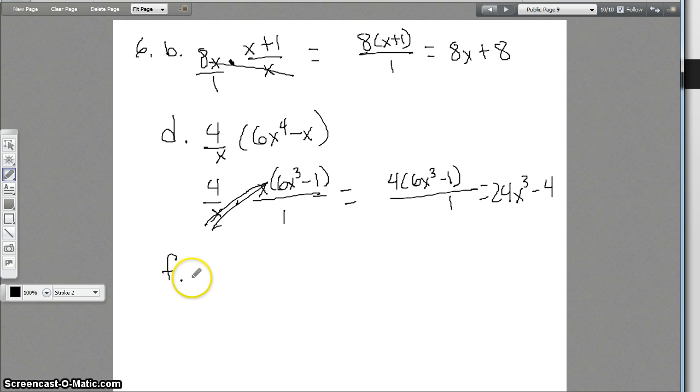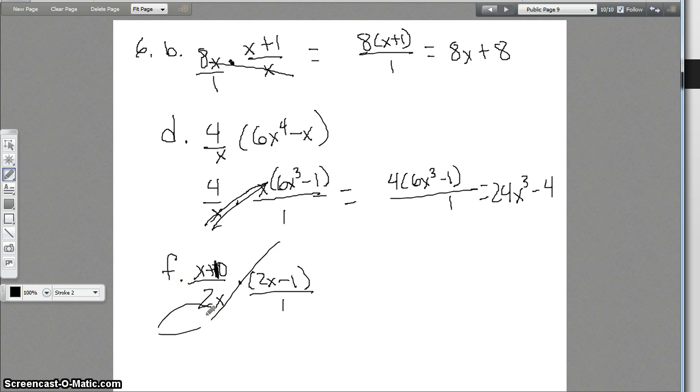Okay, last part we're going to do from number 6 is part F. Part F says (x plus 10), sorry, that's supposed to be a 10, over 2x times (2x minus 1). Now we're going to call this second one a fraction over 1. And really there's nothing that we can cancel here.